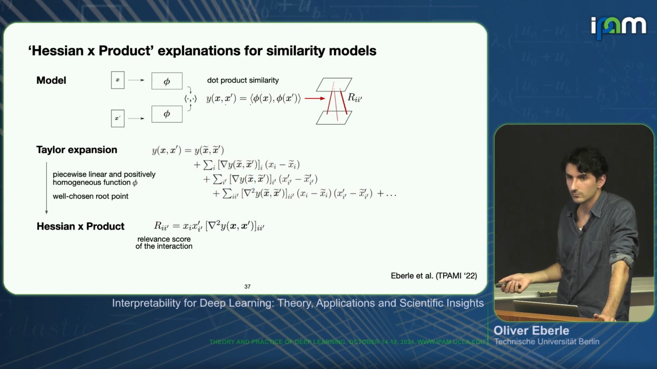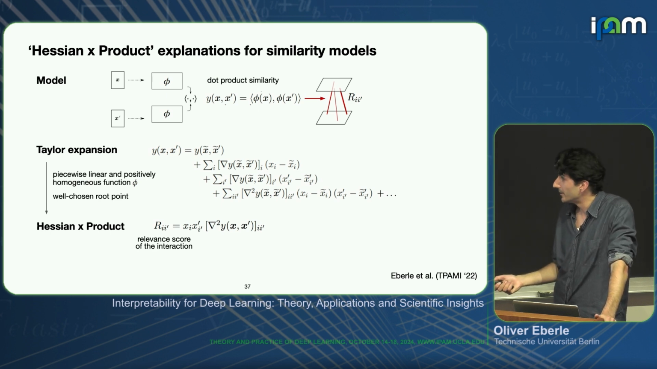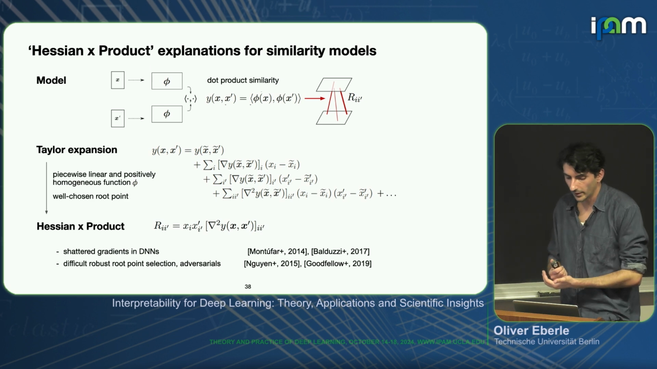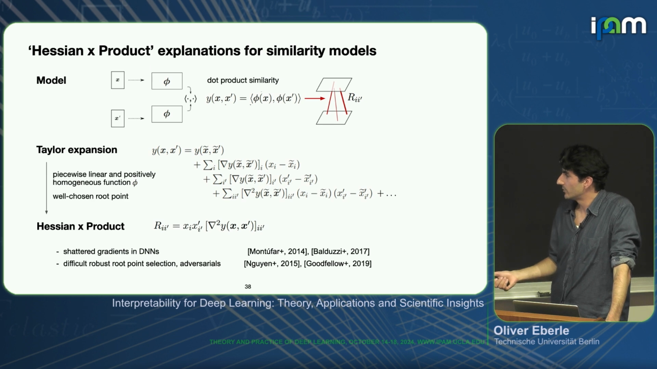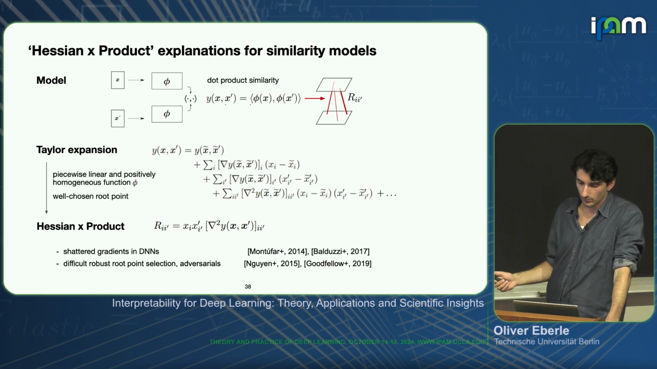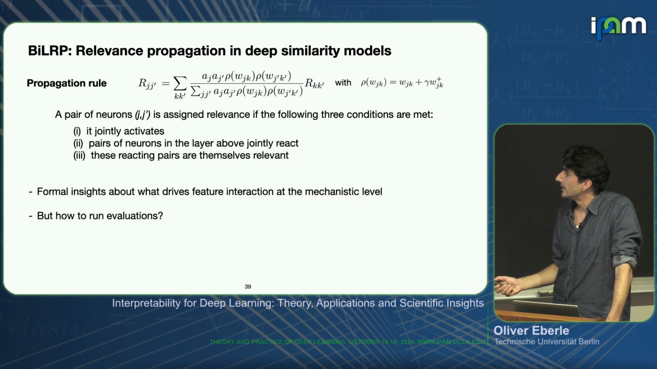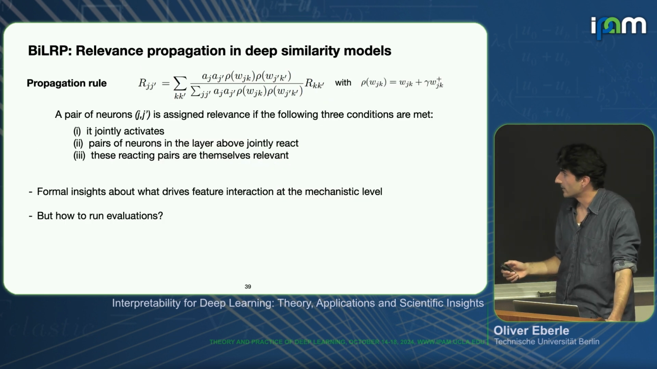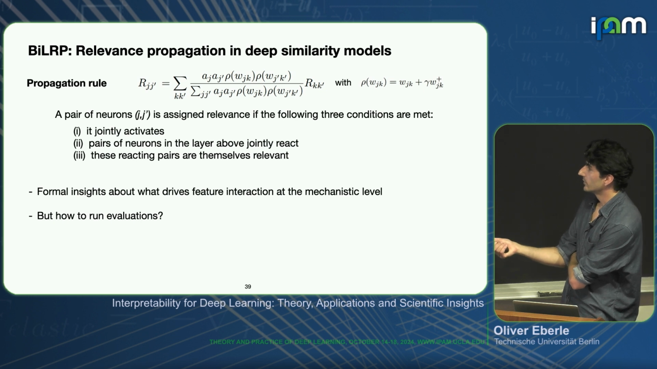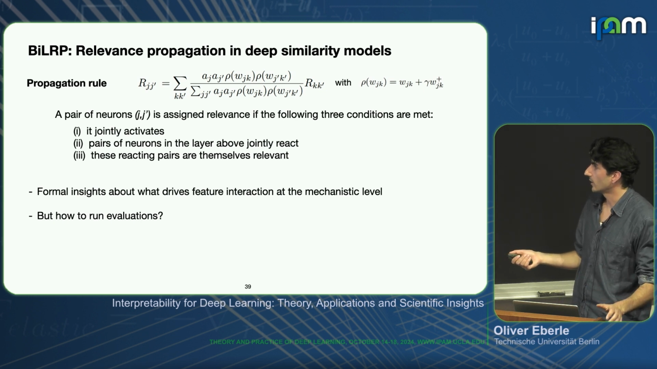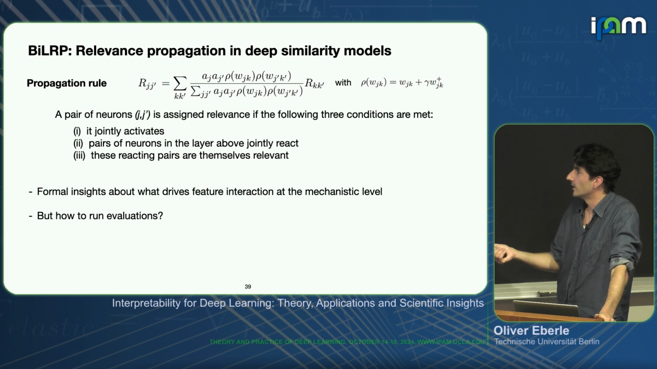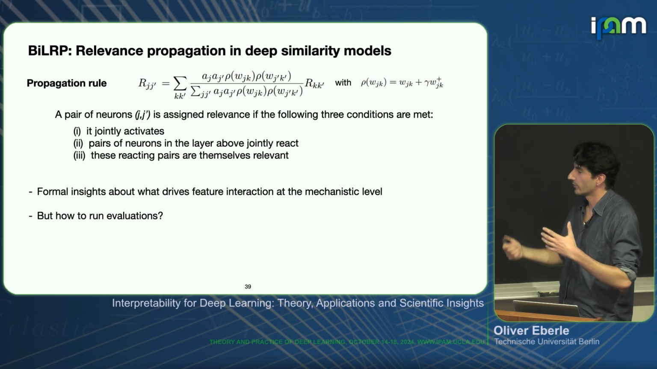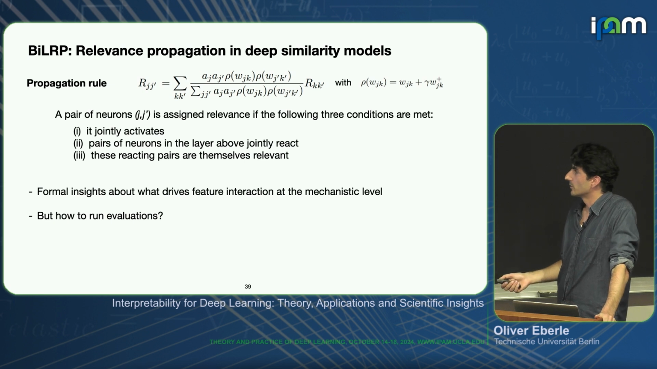But again, we have this problem that we already discussed of unstable gradients and the whole root point selection problem. So again, we can robustify this procedure and come up with a more faithful explanation method that looks something like this. We're back to this decomposition viewpoint, this more relevance viewpoint. So we can formulate these different rules in a relevance view, but then we can still implement them and unify them with the gradient view to make them efficient to compute.